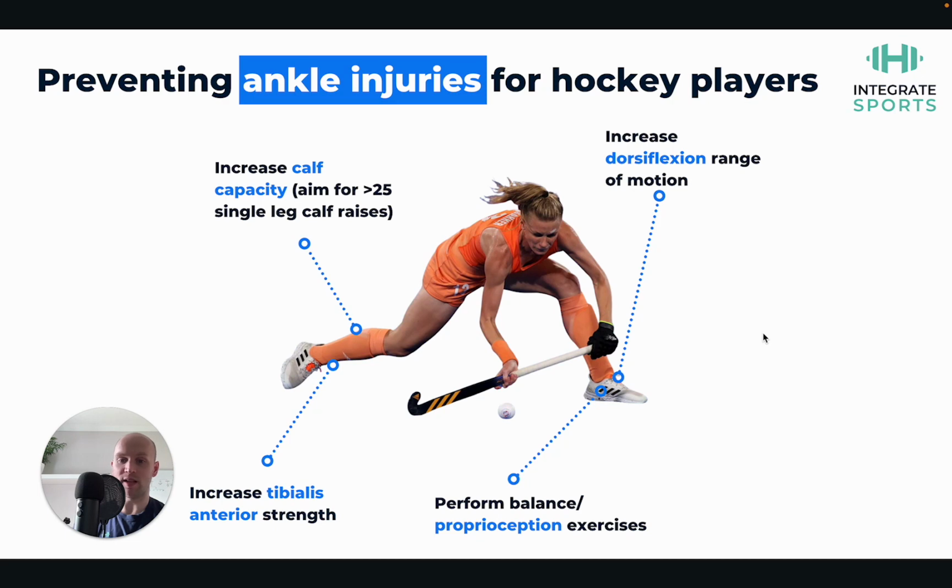So in summary, if you can increase the strength of your tibialis anterior, increase the capacity of the calf, gastrocnemius, increase the range of motion at the ankle through dorsiflexion range, and provide more stability as well as proprioception at the ankle joint, you can be really effectively able to tolerate some of these stresses that hockey places on the body and hopefully reduce the risk of injury overall.